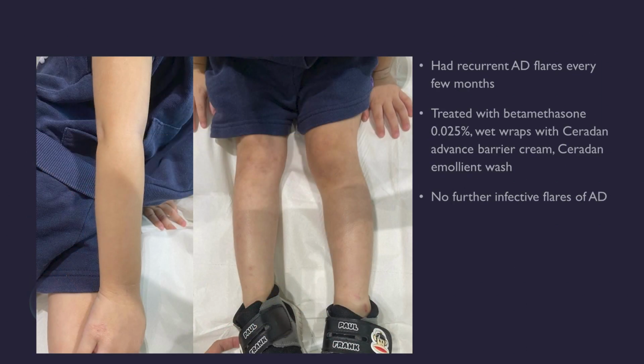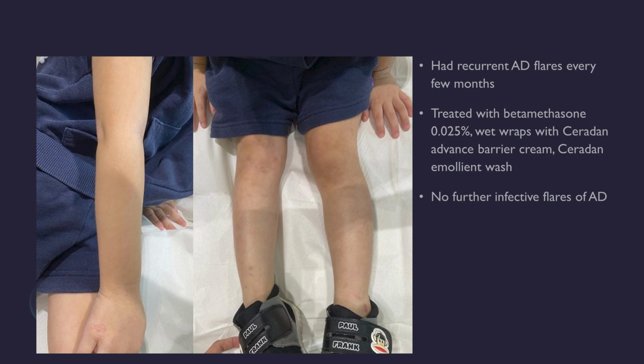Okay, so this is a child after that episode, actually after a few episodes. She had recurrent AD flares every few months. It was actually the eczema that flared up with the hot weather every time she traveled to a cold temperate country. But interestingly, she did not have any further infective flares of AD. So the infection was curbed. This is also important. You don't want to get repeated Staph aureus infections. That itself promotes more and more eczema.